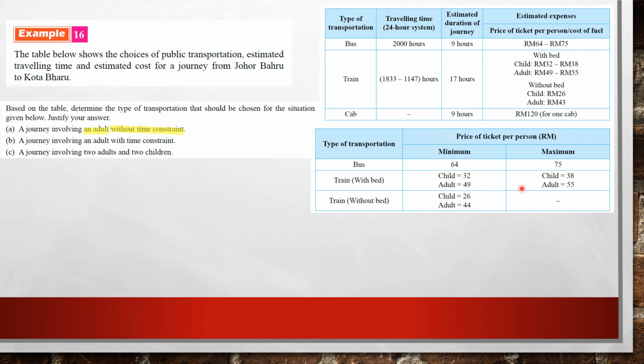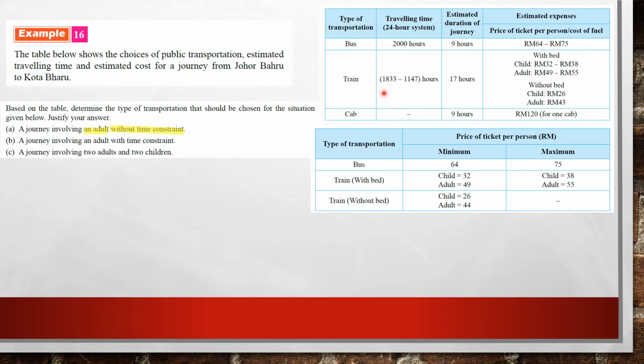So here is a summary of the price of the ticket per person. Bus minimum is 64 ringgit to 75 ringgit. Train with bed, for a child is 32 to 38, adult is 49 to 55. Then without bed, there's only a fixed price. For a child it is 26 and adult is 44. So they're asking for adult. So an adult can choose bus, train with bed or without bed. But bus is still expensive, 64 ringgit. So now you can choose with bed or without bed.